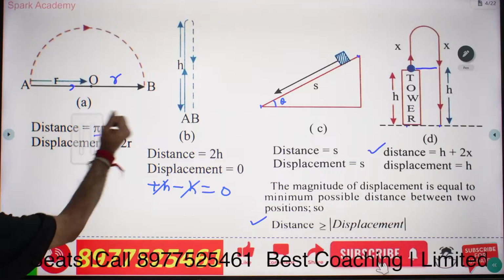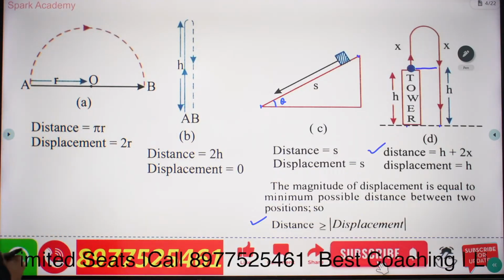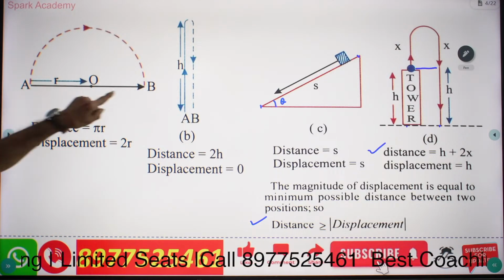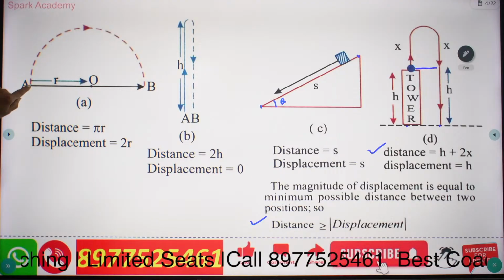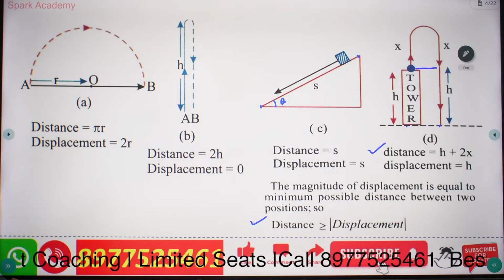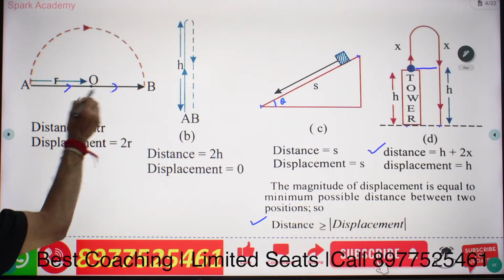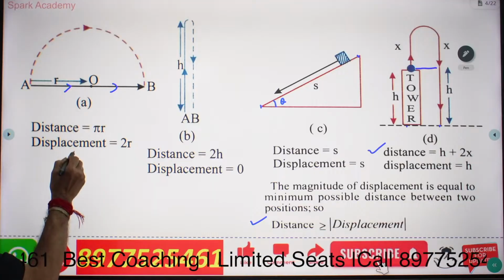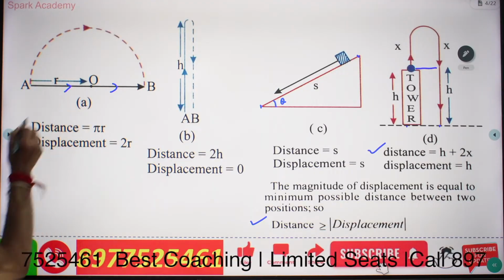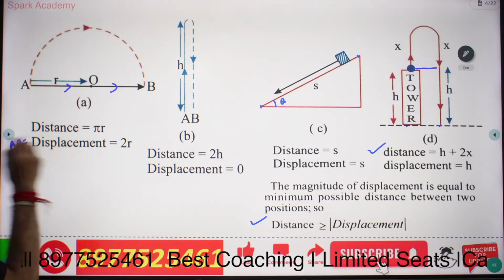Here is an example wherein the particle starts from A and reaches B. So the shortest length traveled is this straight line A to B. So A to B will be the displacement. Now this AB will be equal to the displacement.